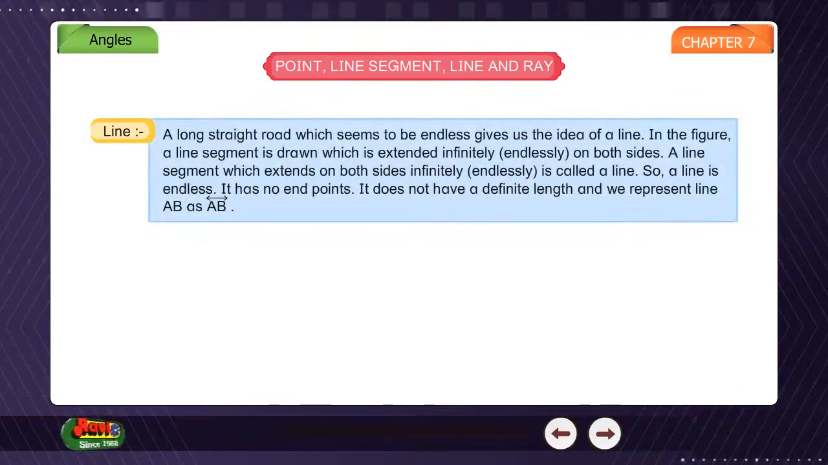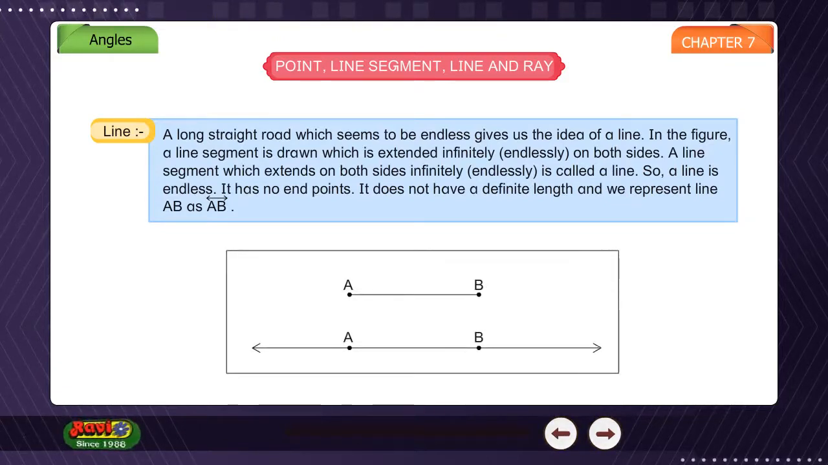Line. A long straight road which seems to be endless gives us the idea of a line. In the figure, a line segment is drawn which is extended infinitely, endlessly on both sides. A line segment which extends on both sides infinitely, endlessly is called a line. So, a line is endless. It has no endpoints. It does not have a definite length and we represent it as line AB.